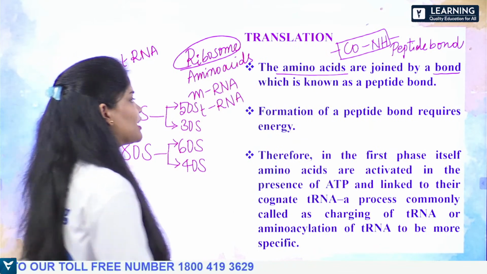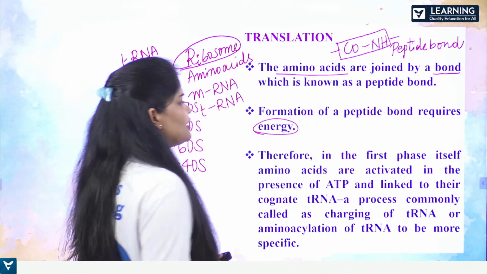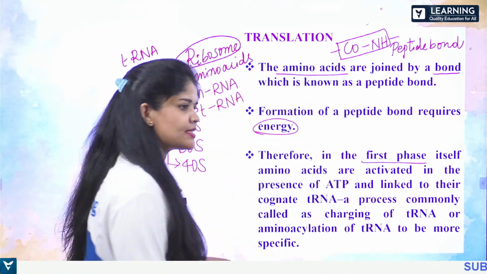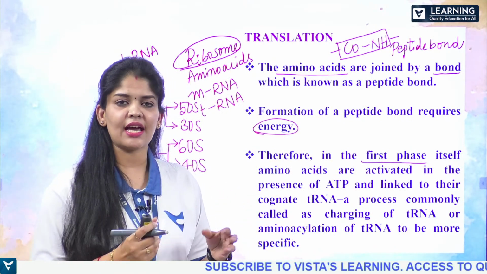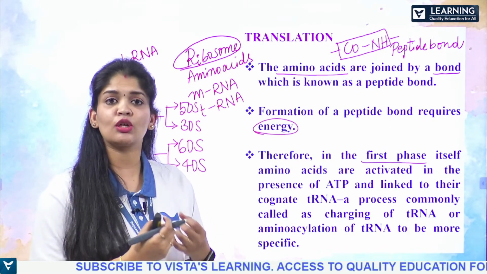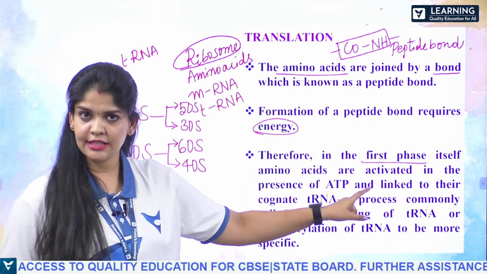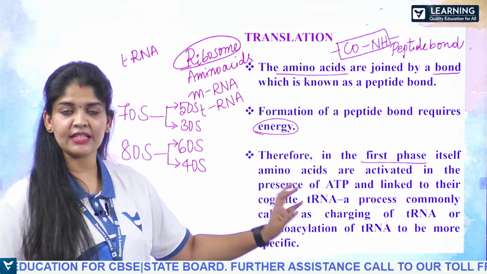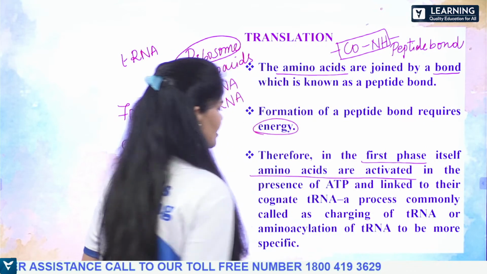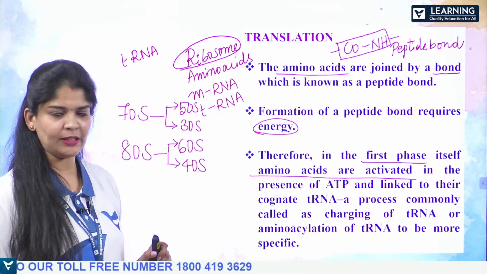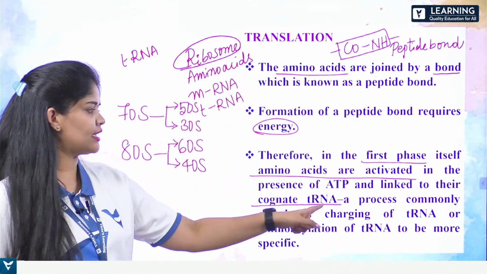Formation of the peptide bond requires energy. Therefore, in the first phase itself, we can consider it a prerequisite. Before actually moving into protein synthesis, first the amino acid has to be activated, and for that activation it requires energy, and that energy comes from ATP. Activation of the amino acids takes place. Charging of the amino acids takes place. So, amino acids are activated in the presence of ATP and linked to the corresponding cognate tRNA.